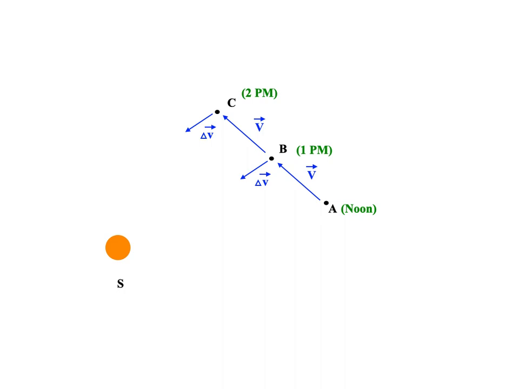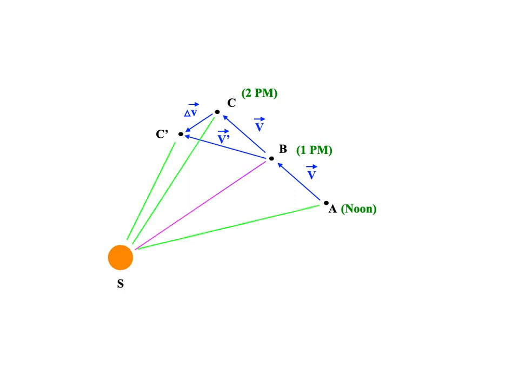To perform this addition, we make an exact copy of delta v and place its tail at point C. The resultant, v prime, brings Q to point C prime at exactly 2 p.m. This forms a third triangle, which we will call Pisces. Let's compare its area with that of Taurus.